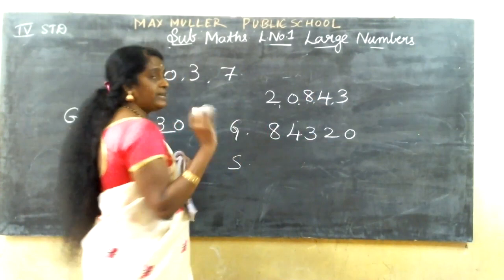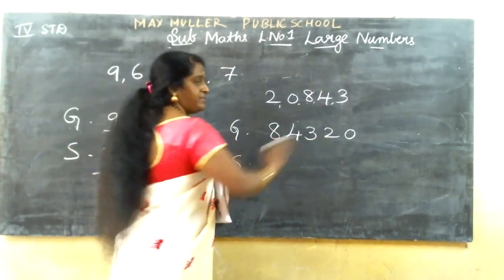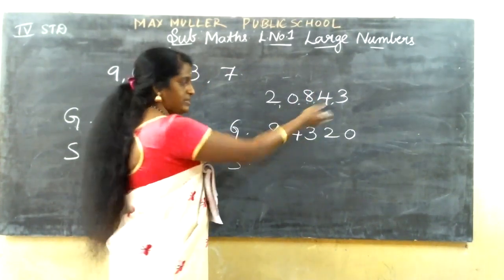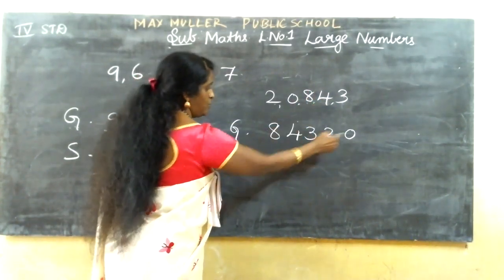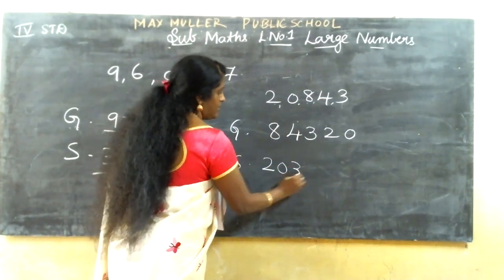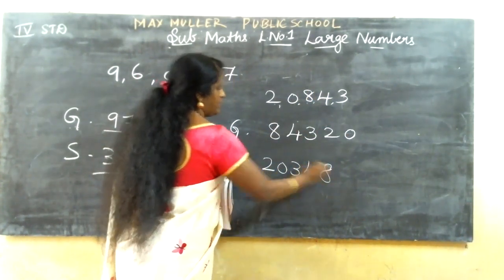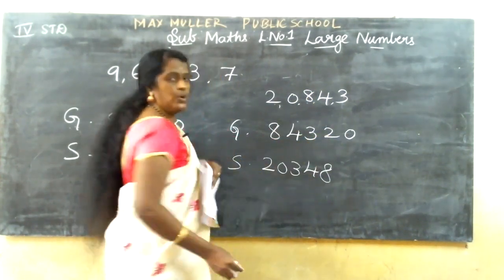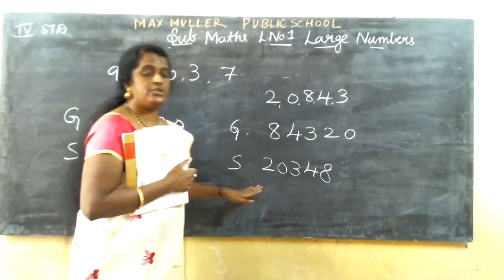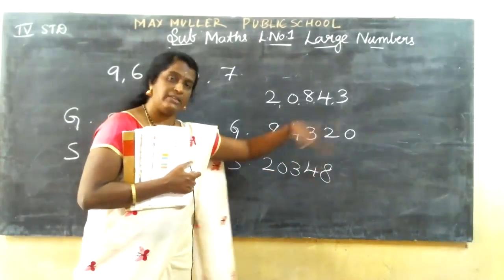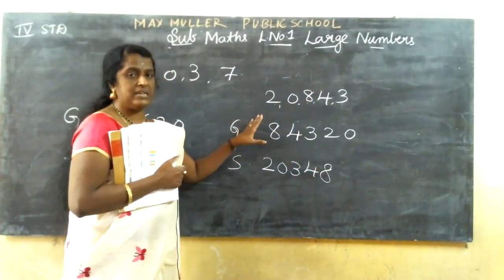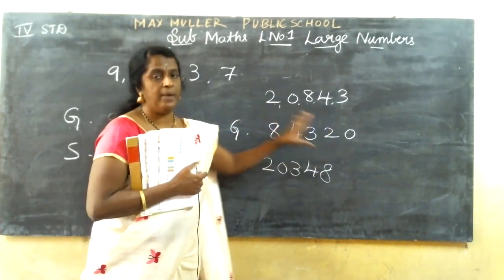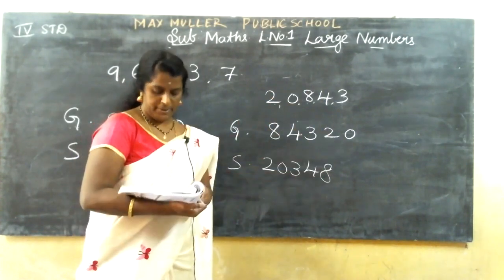Smallest means, if I tell you to increase the numbers, you should not write with 0. This is descending order, this is ascending order. 0 you should not write. So I'll first write 2, after that 0, 3, 4, 8. You should decrease and go here; here you should increase and go. Understood? Small digit, you should go from small to big. Greatest number means descending order, from big number to small number.